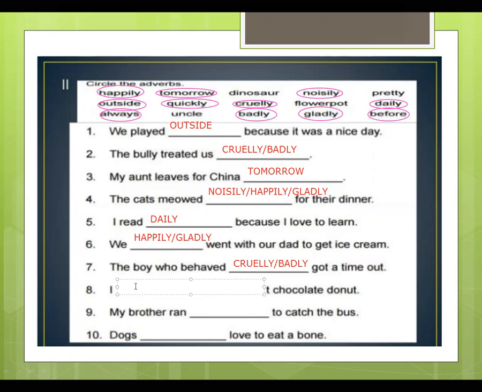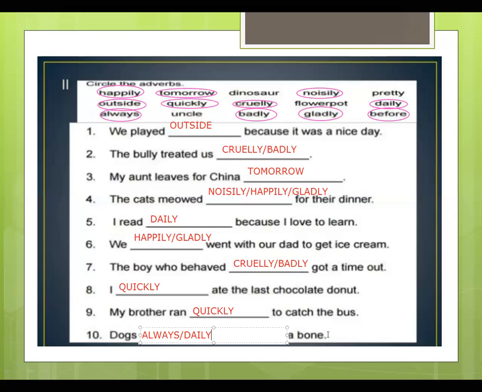Oh, it's the last chocolate donut, so I'm not going to wait for anyone. How am I going to eat it? I'm going to quickly eat it. My brother dashed to catch the bus. How did he run? He ran quickly. Dogs dash to eat a bone. How often? They always like to eat a bone. These are the answers for exercise number one.